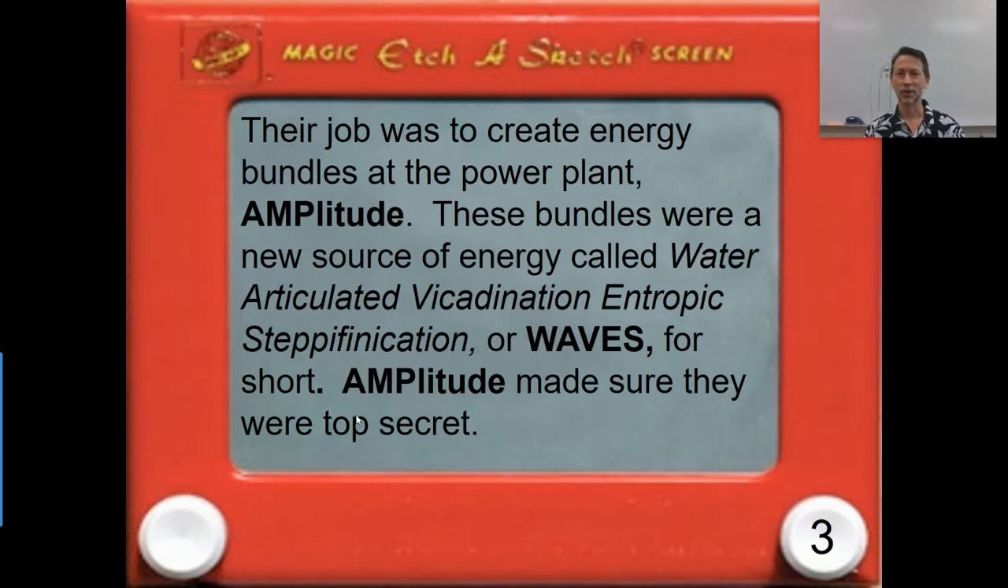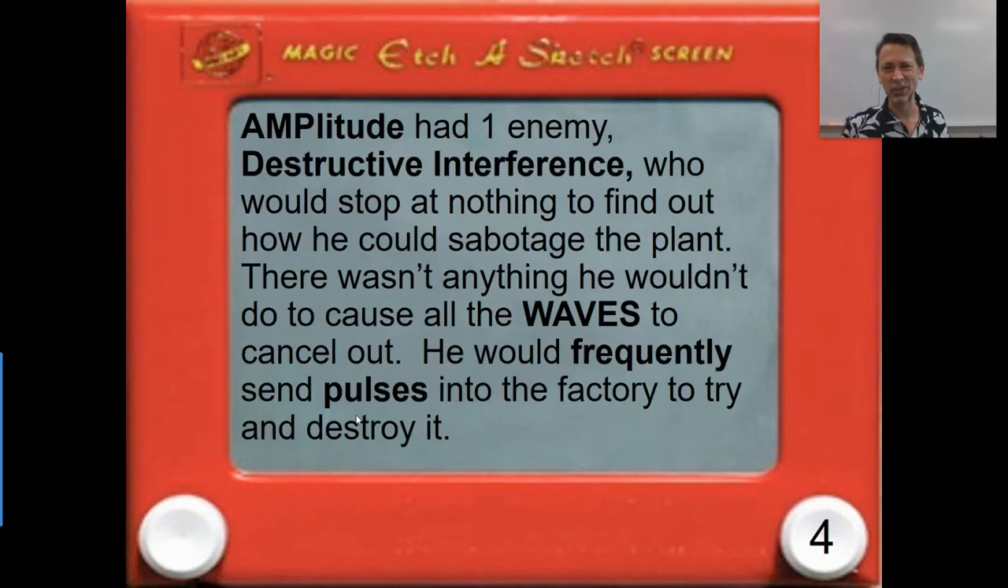Okay, now what would our story be? We've introduced our good guys. We've set up the scene, and now we have to do what? Gotta introduce the bad guy. Amplitude had one enemy, destructive interference, who would stop at nothing to find out how he could sabotage the plan. And there wasn't anything that he wouldn't do to cause all the waves to cancel out. Get it? Destructive interference. He would frequently send pulses into the factory to try and destroy it.